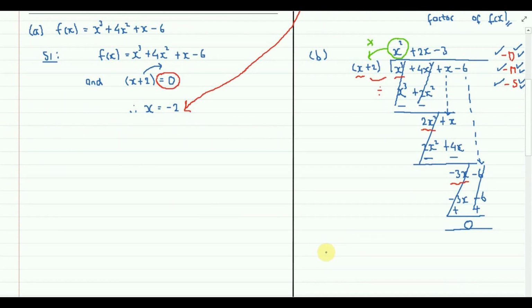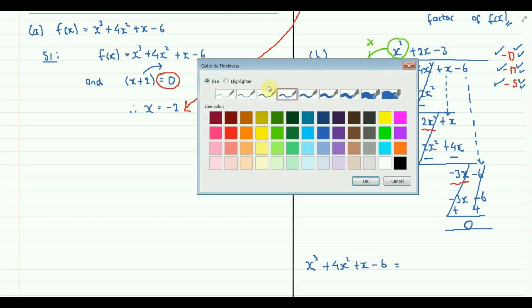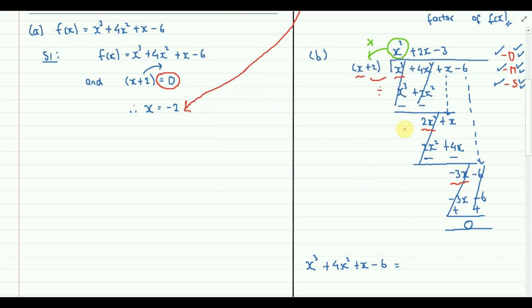Now, moving on from there, what do we do with this? This term underneath your division sign, copy that down. The term x cubed plus 4x squared plus x minus 6, we call that term the dividend. So the dividend is the term underneath your division sign. If I take an orange pen perhaps, this term over here, we call that the dividend.